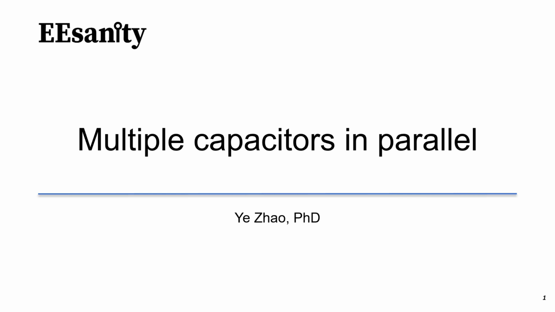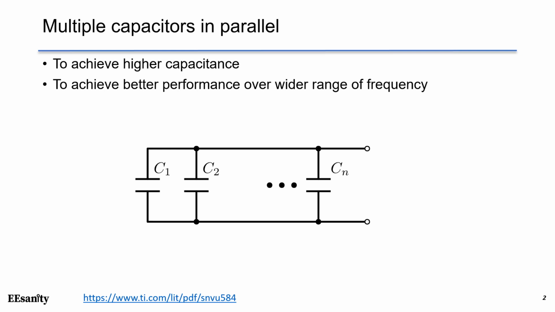In this lecture, we will talk about multiple capacitors in parallel. As we have shown before, we can put multiple capacitors in parallel. In this case, each capacitor shares the same voltage as the others, and the total capacitance is just the sum of each capacitance, in order to achieve higher capacitance and better performance over a wider range of frequency. In this lecture, we will focus on the AC analysis of the total impedance of the capacitors in parallel.